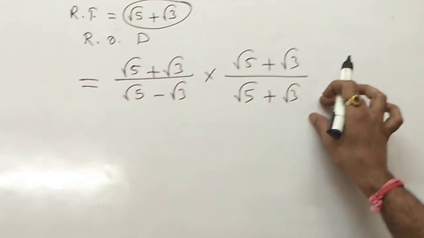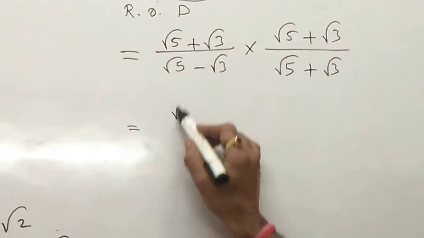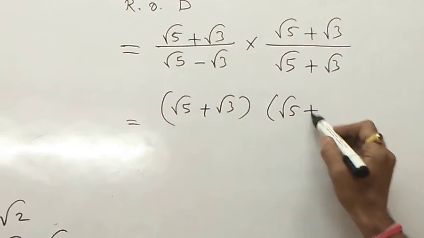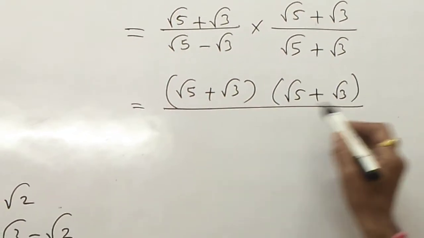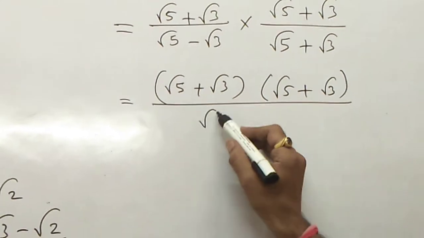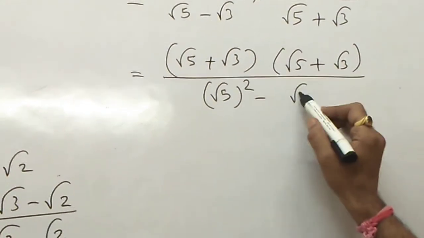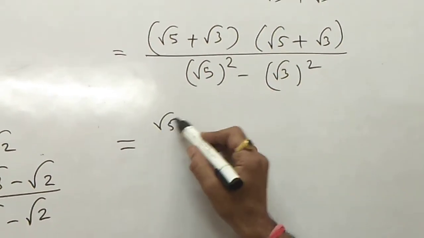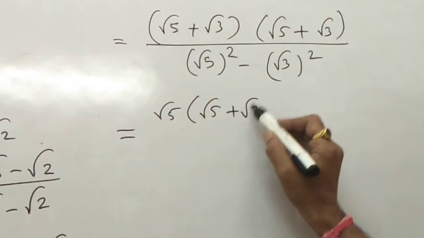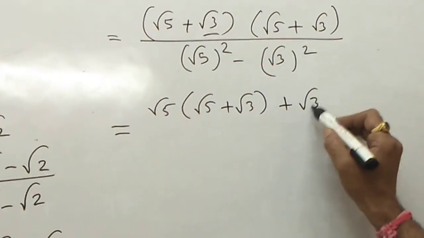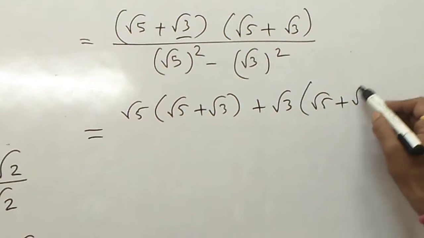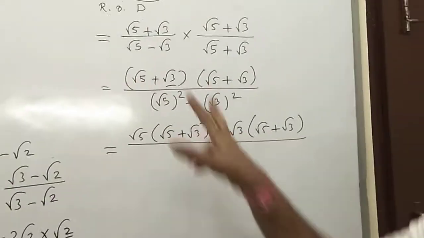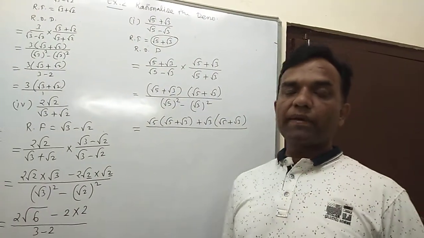You multiply and divide by RF, and then your numerator is root 5 plus root 3 times root 5 plus root 3. There are two brackets. In the denominator, again an identity is formed: root 5 square minus root 3 square. Then you multiply root 5 of the first bracket with the second bracket's root 5 plus root 3, and for the second term again you use root 3 of the second bracket. Here we use the concept of identity also, because you have the same pair, and we use the concept of (a plus b) whole square.